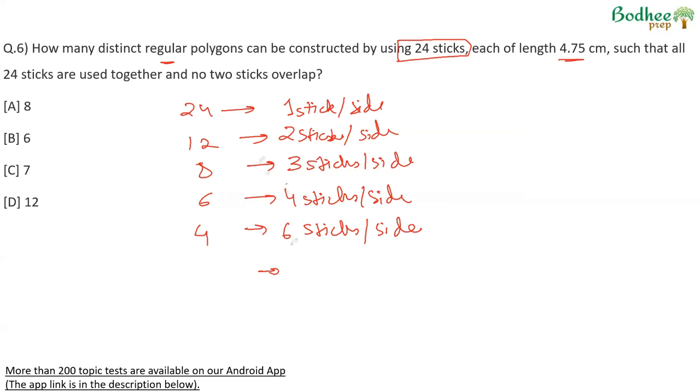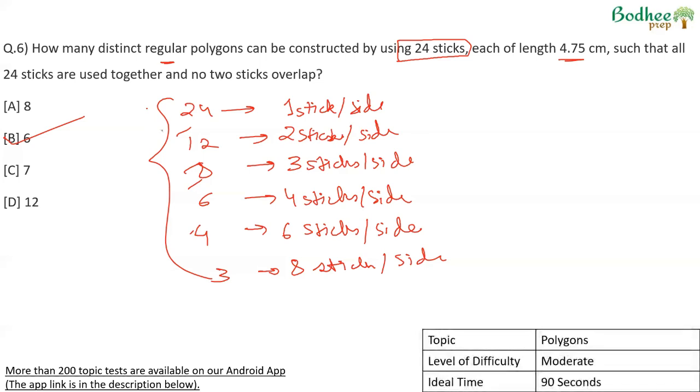You could have 8 sticks per side. This will give us a 3-sided polygon, which is a triangle. Any more sticks per side will make the number of sides less than 3, so a polygon will not be there. Therefore, 6 types of regular polygons can be constructed. I think moderate level of difficulty, once you realize what is to be done, the question could be attempted, though this is not the kind of question that I look at in the exam.